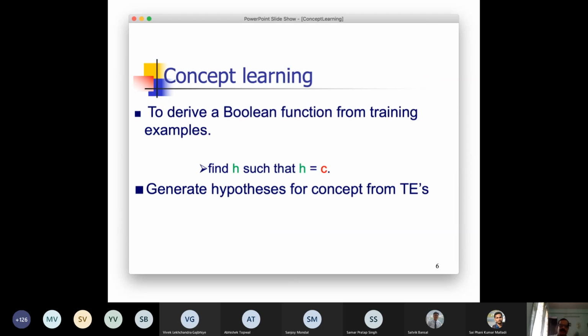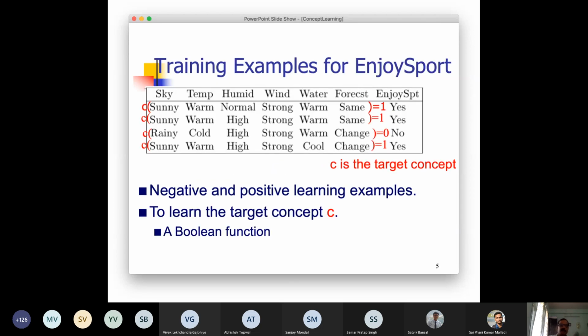So the question is, if I give you these 4 functional values, with this kind of information, how many functions are possible so that they would satisfy all these 4 records? Can you tell me how many functions are possible? Pardon? 2 to the power 6.